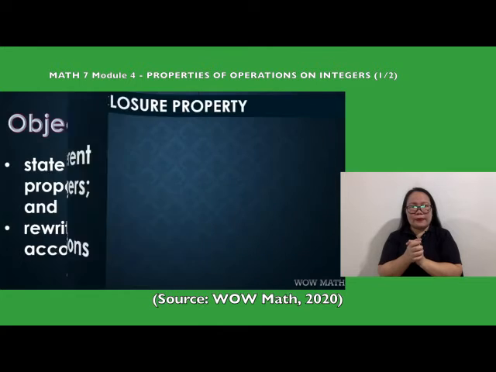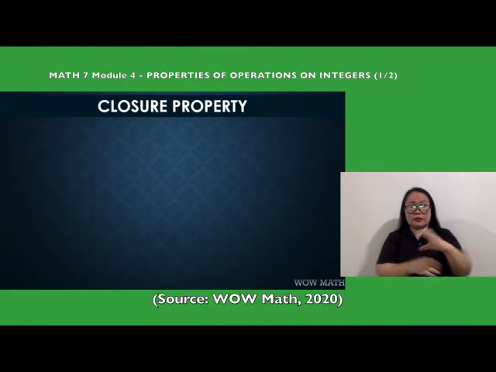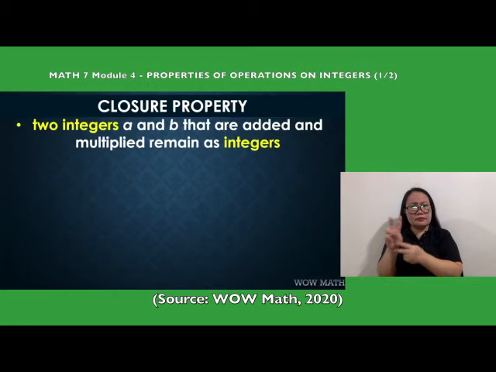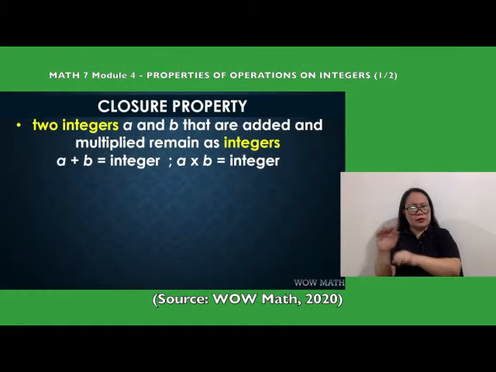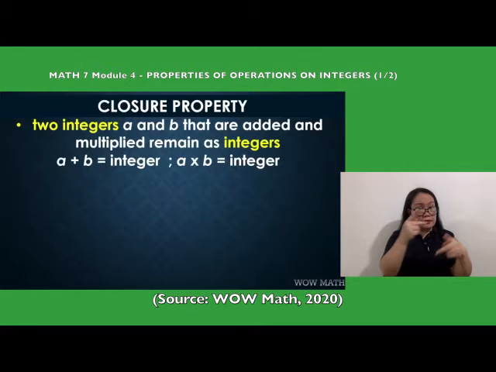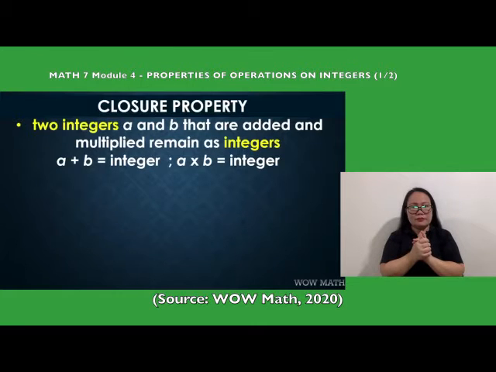Okay, let's have the first property. So we have the closure property. What do we mean by closure property? Two integers represented by a and b that are added and multiplied will remain as integers. What do we mean by this? Let's have an example. If I have a plus b and a and b are integers, the resulting sum is also an integer. And if you multiply two integers, a times b, the resulting product must be an integer.